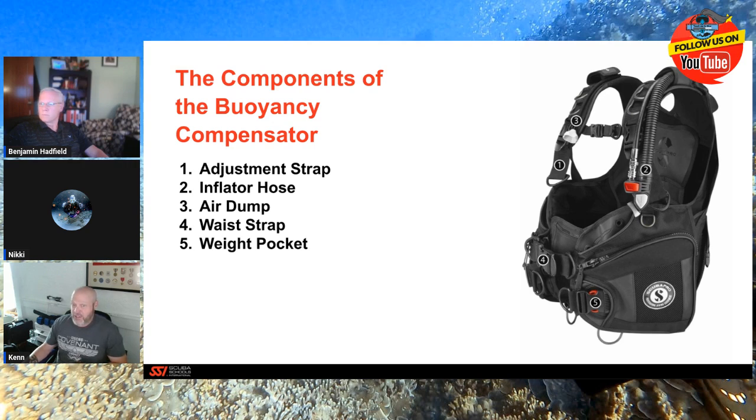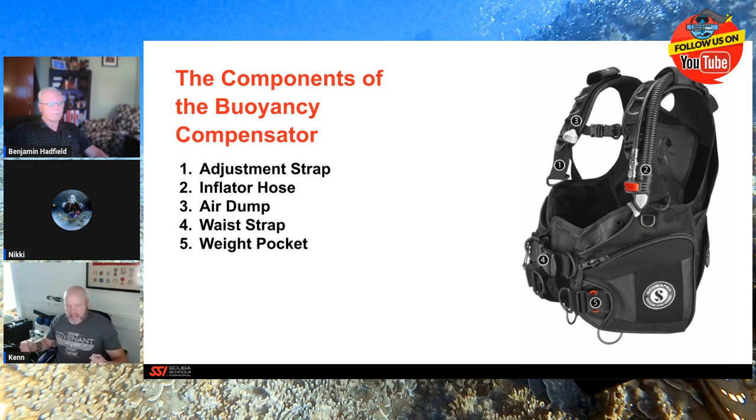Don't rely on the picture. Every BC is a little bit unique. You might have 2, 3 dump valves, or you might just have one. It depends on the style. So get to know your gear real well. Number four is your cummerbund and waist strap. A lot of more modern BCs have a Velcro cummerbund and then an adjustable waist strap to cinch it down tight. And then on this BC, number 5 is your weight pocket.